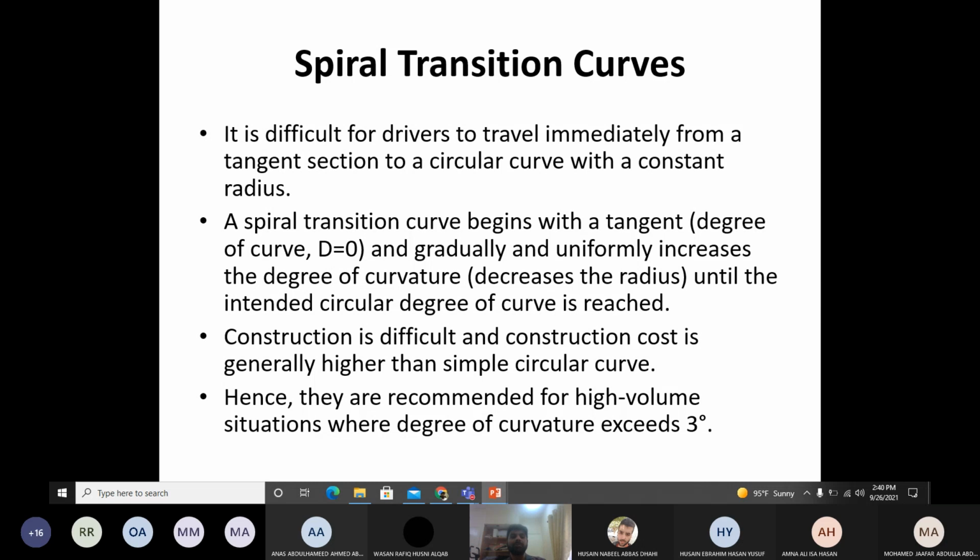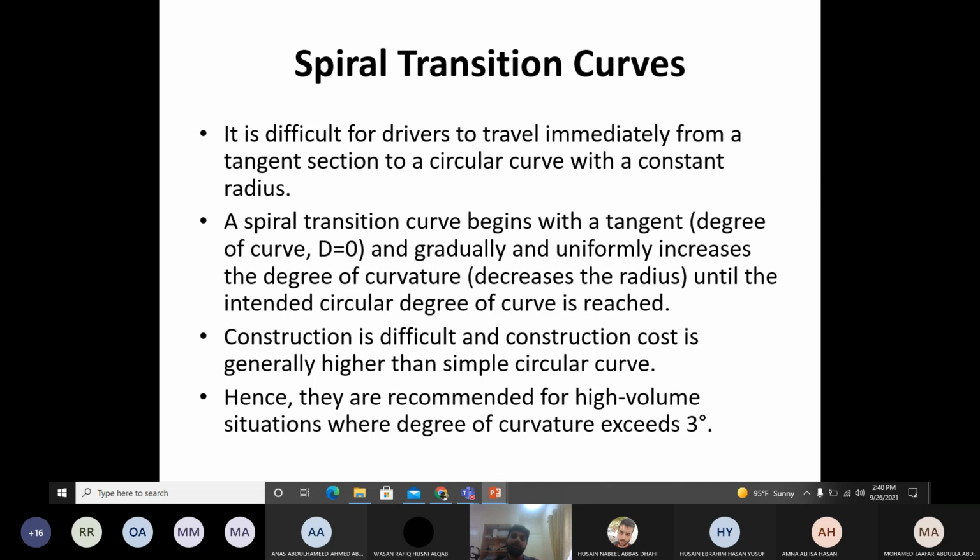Okay, now we come back towards the topic of spiral or transition curves. I touched on it in the previous class as well, but now with the super elevation runoff and the tangent runoff, we'll discuss it again. I told you earlier, spiral curves and transition curves are provided so that drivers can go from a tangent to a circular curve in a smooth way.